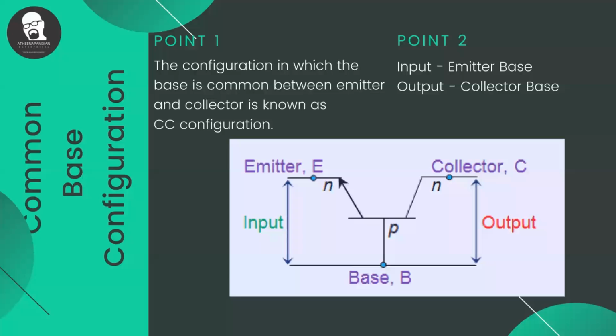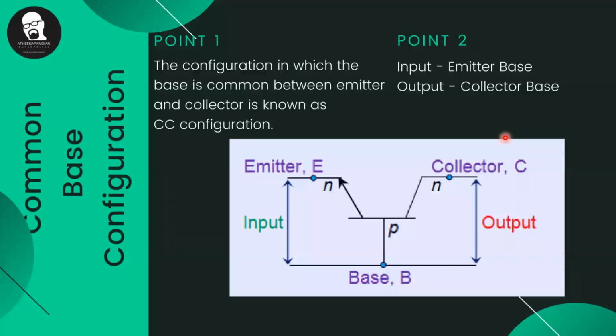So our last topic is common base configuration. What is it? Common base configuration is the configuration in which the base is common between emitter and collector, known as CB configuration. Point 2: input and output. Input is emitter base, output is collector base. And this is the symbol of the common base configuration.